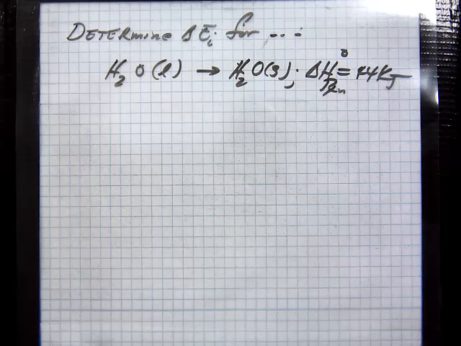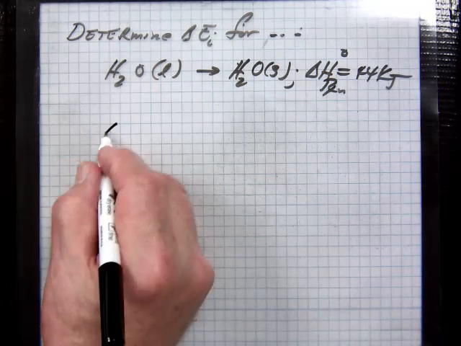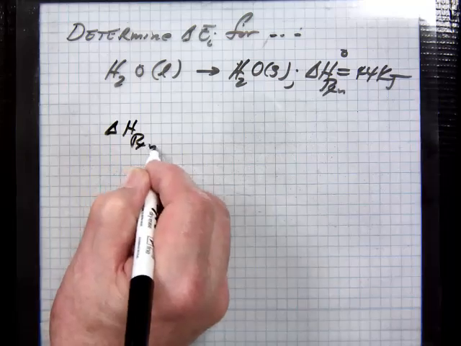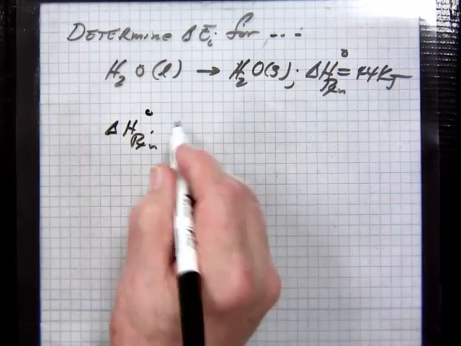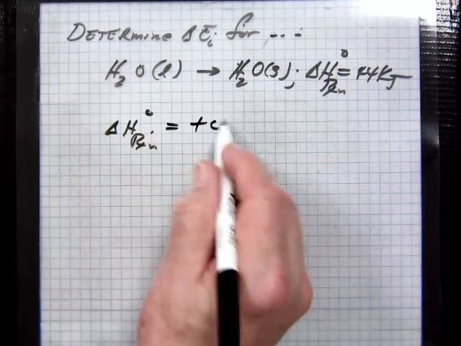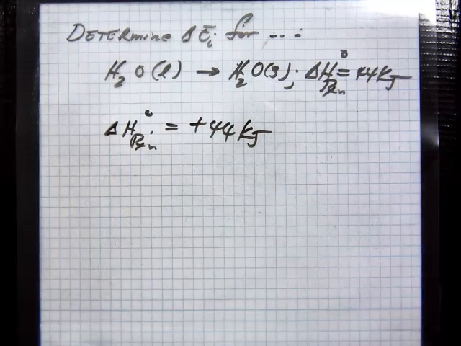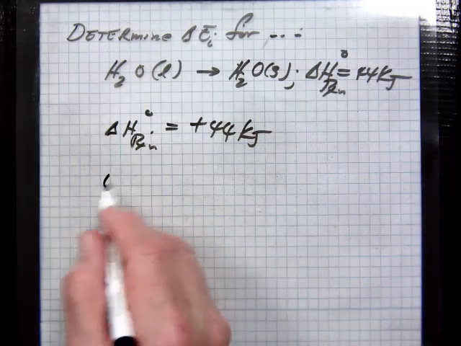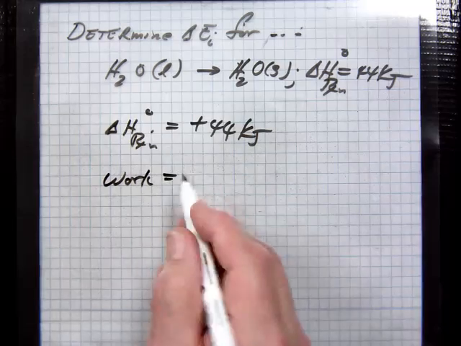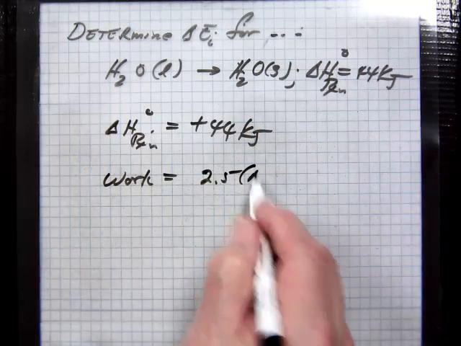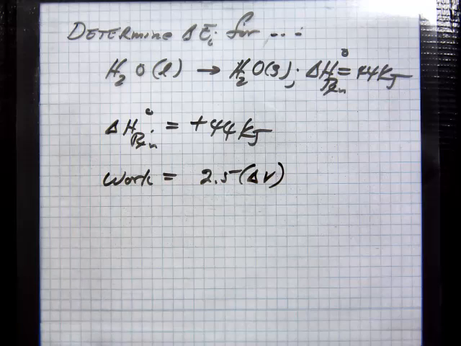They need 2 things. What are they? You need delta H of the reaction. Well, in this case, it's given to be plus 44 kilojoules. It's endothermic because it doesn't have a negative in front of it. And we need the work, which is 2.5 delta V. And then we have to assign a signage, negative or positive.